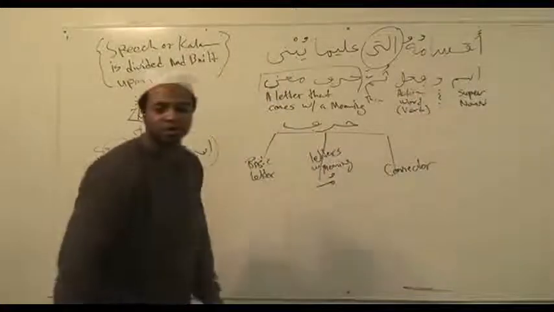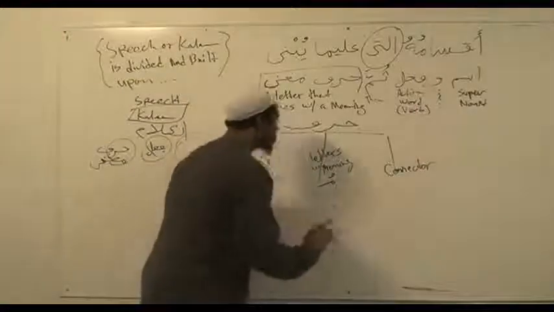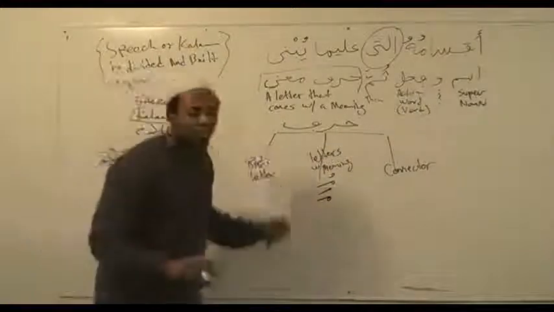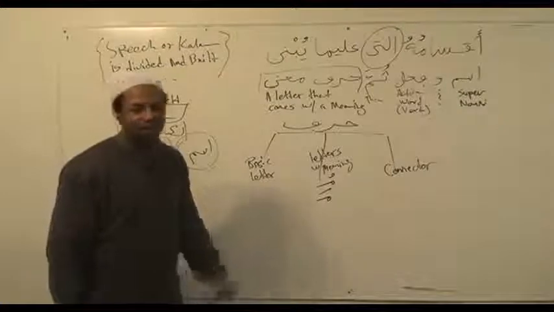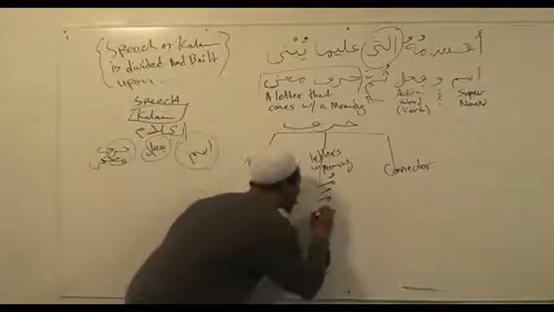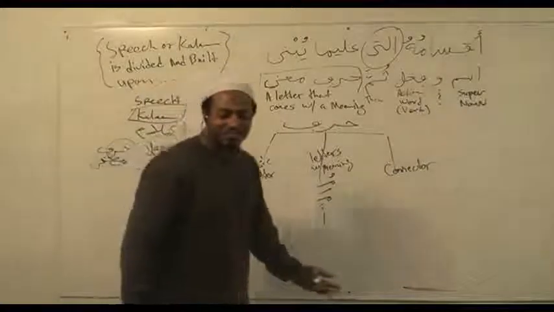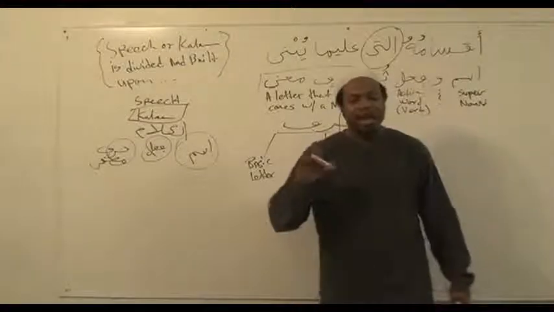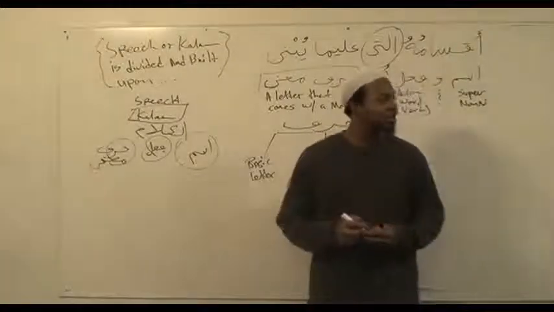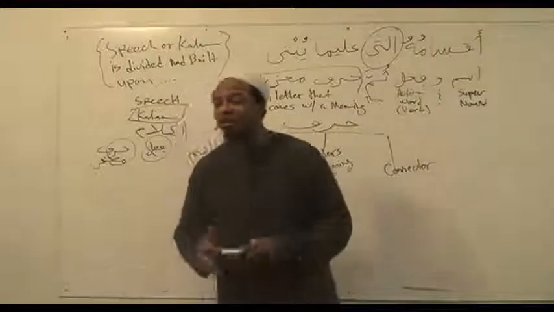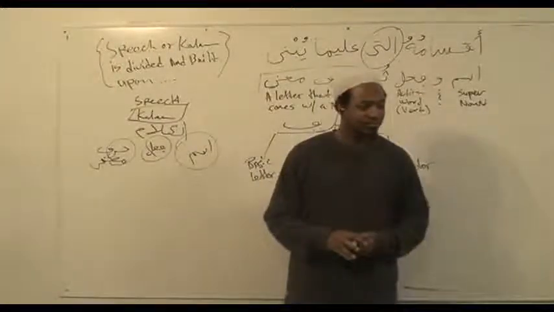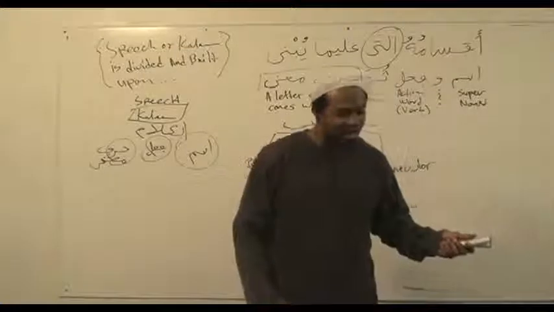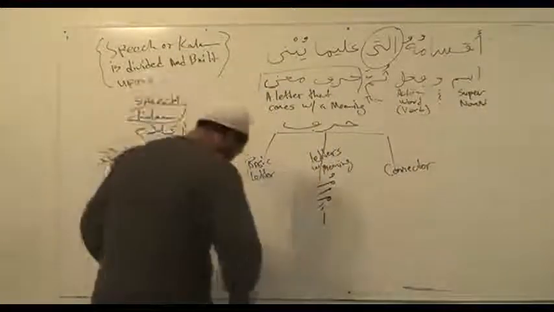For example, give me a letter with meaning. Ma. Give me another one. No, min is a connector. Fi is a connector. Thank you very much. Alam ta'alam. Alam tara. It is a question that can only be answered with a yes or no. It corresponds with the English words is, am, did, are. Okay? So these are letters with meaning.